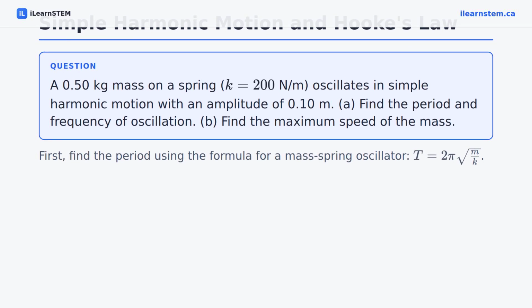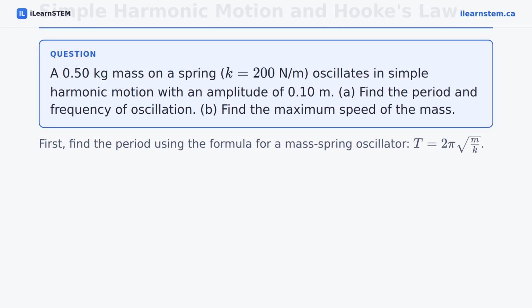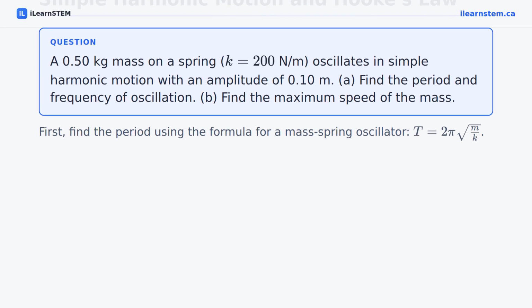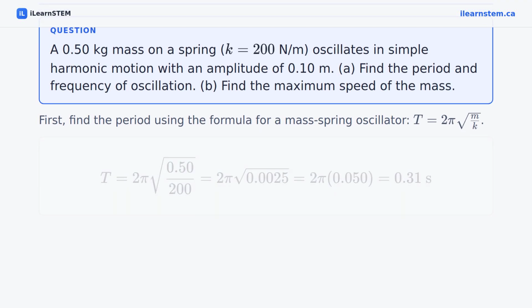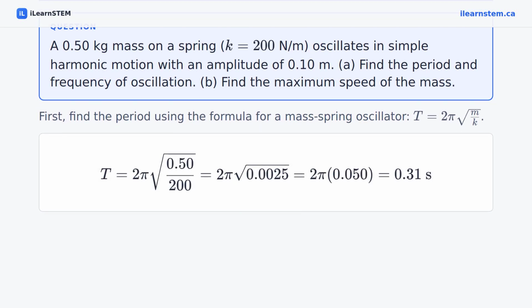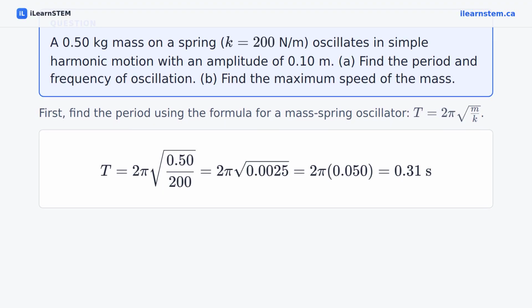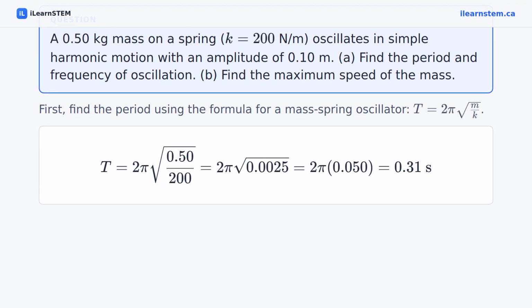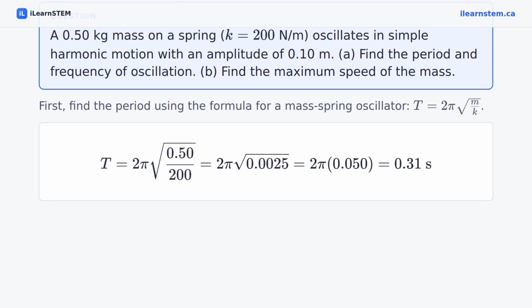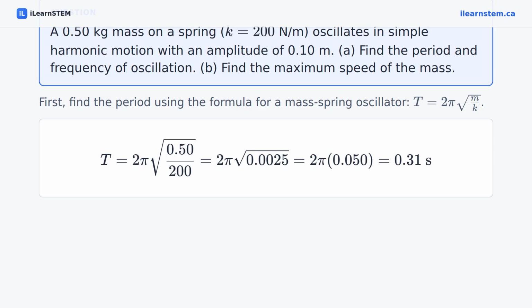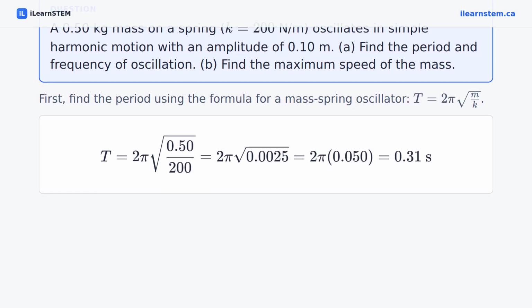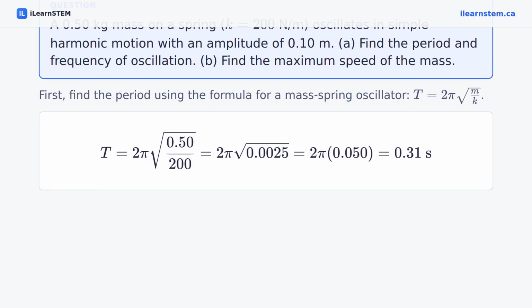First, find the period using the formula for a mass spring oscillator. T equals 2 pi times the square root of m over k. Plugging in the values, we get T equals 2 pi times the square root of 0.50 over 200, which is 2 pi times the square root of 0.0025, which is 2 pi times 0.050, giving 0.31 seconds.